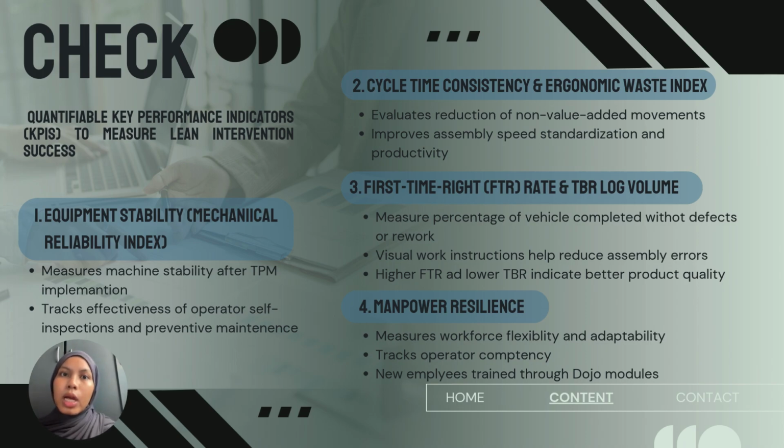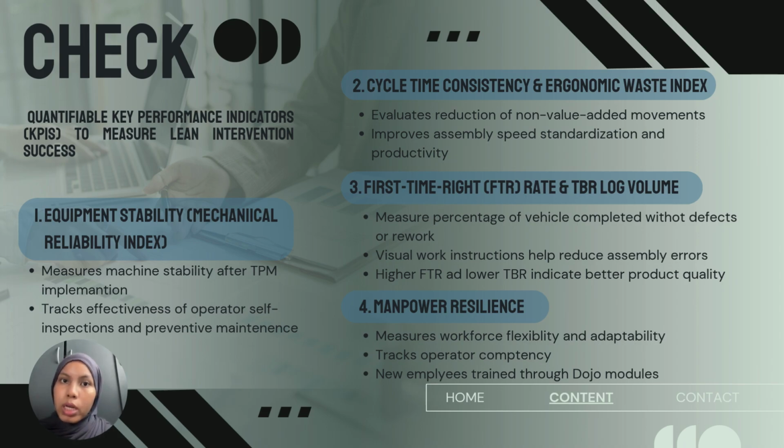So the third one, the first time right manufacturing rate and TBR, which is the ticket barang rosak system. The FTR rate measures the percentage of vehicles that successfully pass through the assembly line without requiring any rework or defect correction. This KPI evaluates how effective visual work instructions and standardized operating procedures are in reducing assembly errors and preventing damage to high-value components. At the same time, the TBR system records defective part reports during production. A higher first time right rate and fewer TBR reports indicate that assembly errors and product defects have been successfully reduced.